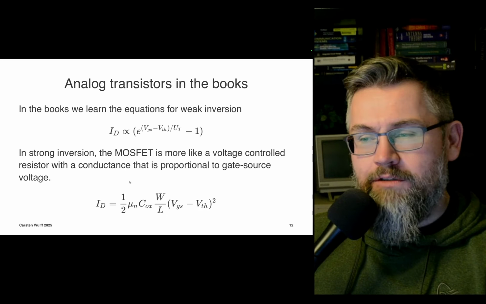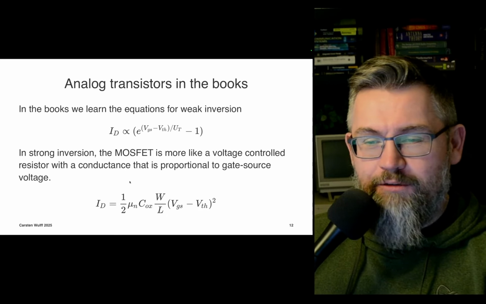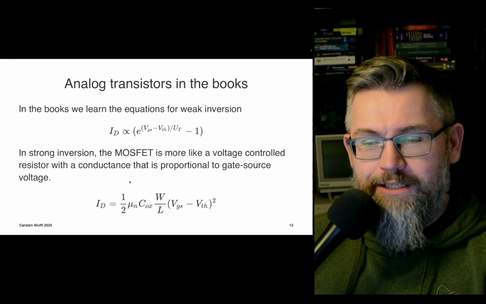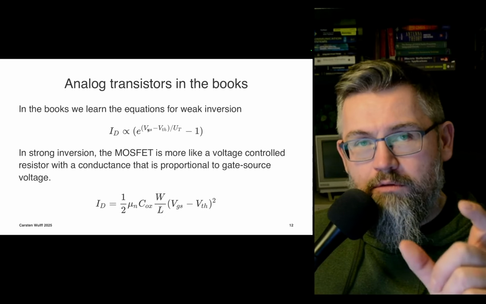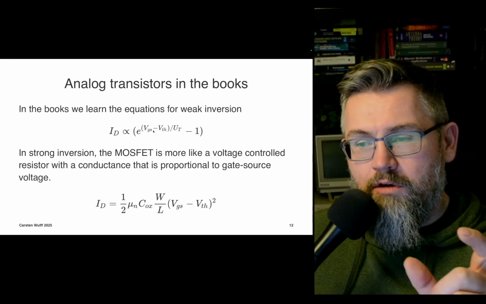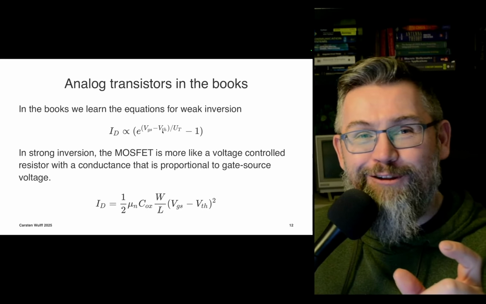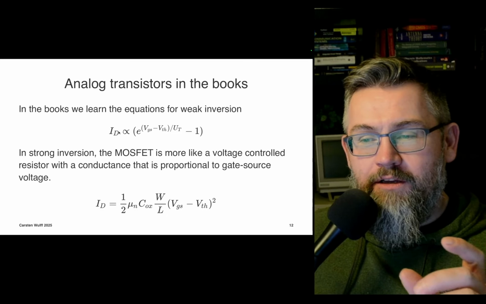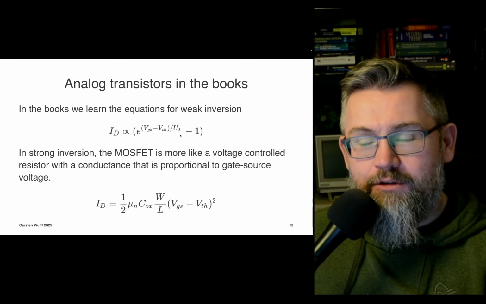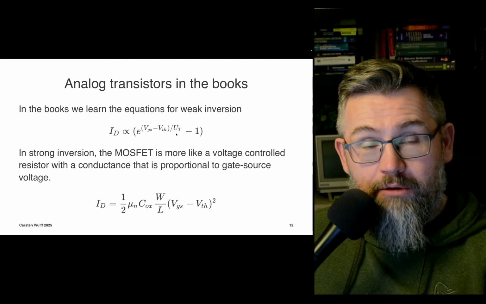There's one that works in some region called weak inversion, and there's one that works in a region called strong inversion. These are the two, and you can see that both of them depend on something called a gate source voltage. That's the actual voltage between the gate and the source. But we can also see that they depend on a magic thing called a threshold voltage, that's the VTH. And then for the current in weak inversion, it also depends on the thermal voltage. So this is the kT divided by q.